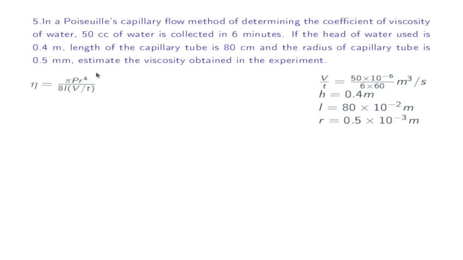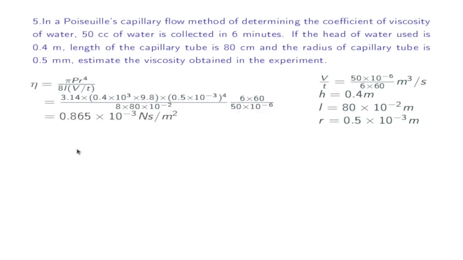So eta is pi P r raised to 4 by 8 L into V by T, that is 3.14. P is H rho g, 0.4 into 10 raised to 3, the density of water, into g, 9.8. r is given as (0.5 into 10 raised to minus 3) all raised to 4, by 8 into 80 into 10 raised to minus 2, into 6 into 60 by 50 into 10 raised to minus 6. On calculating, we have 0.865 into 10 raised to minus 3 Newton second per meter square.